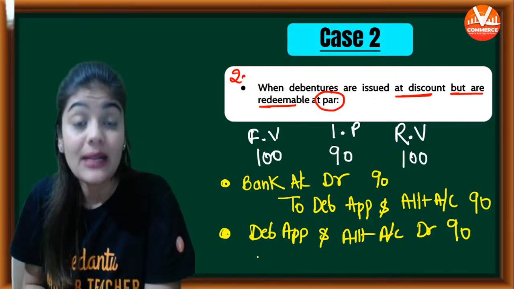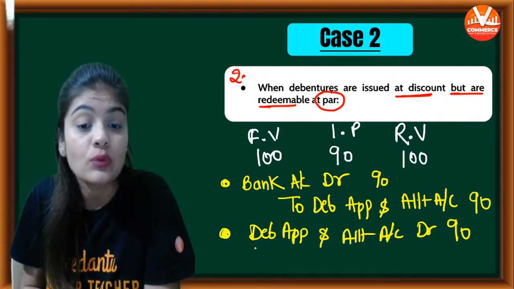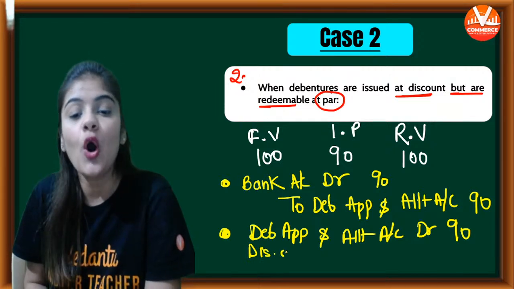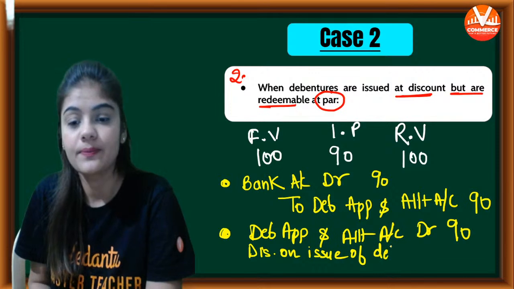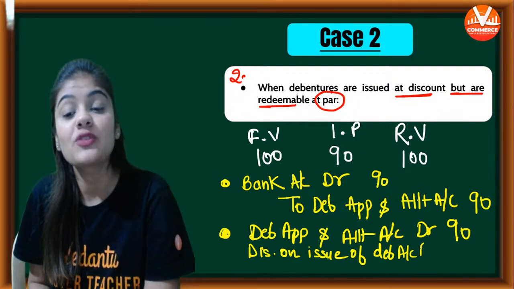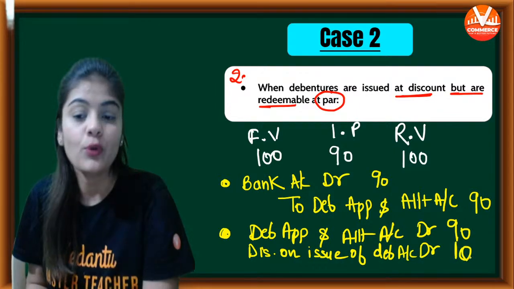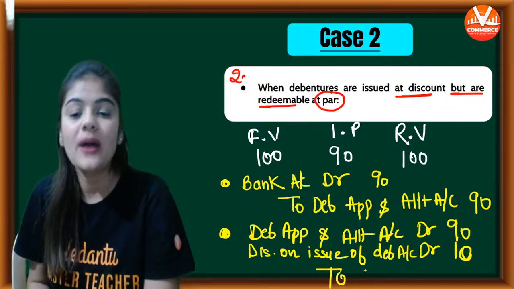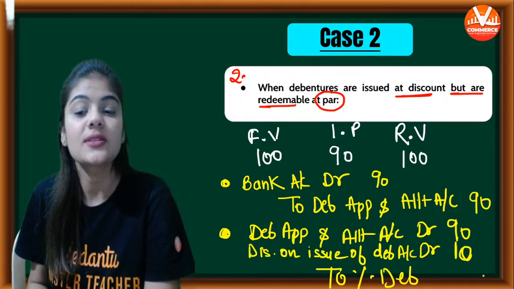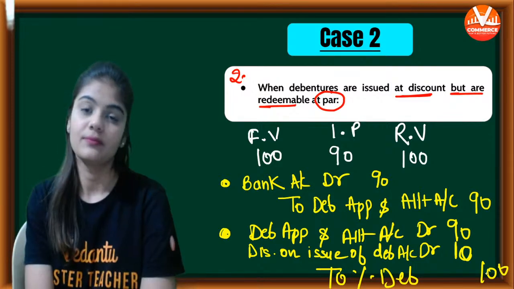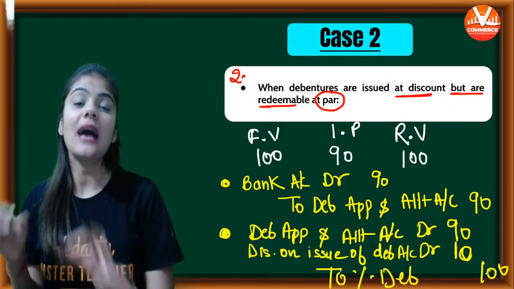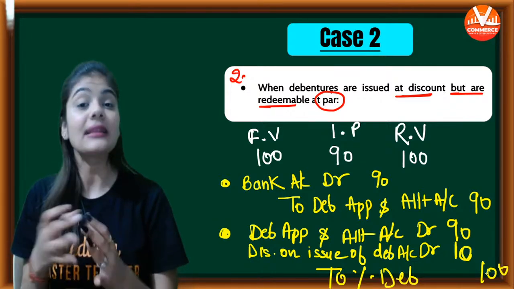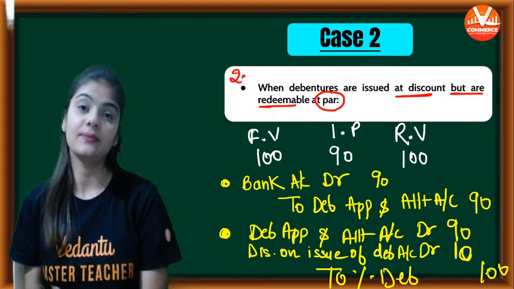Now, the debentures are issued at discount. So discount on issue of debentures account debit. Discount on issue of debentures account debit 10 rupees, 2% debentures 100. So these are the journal entries when debentures are issued at discount and they are redeemable at par.